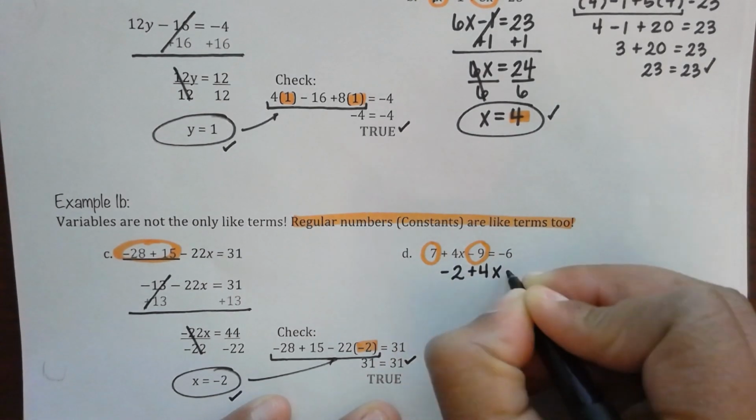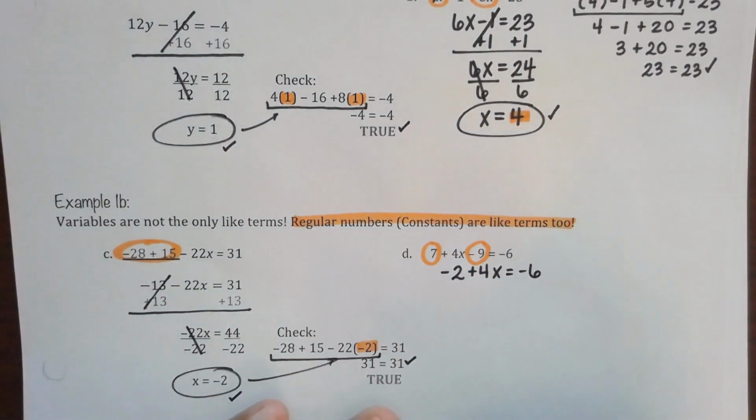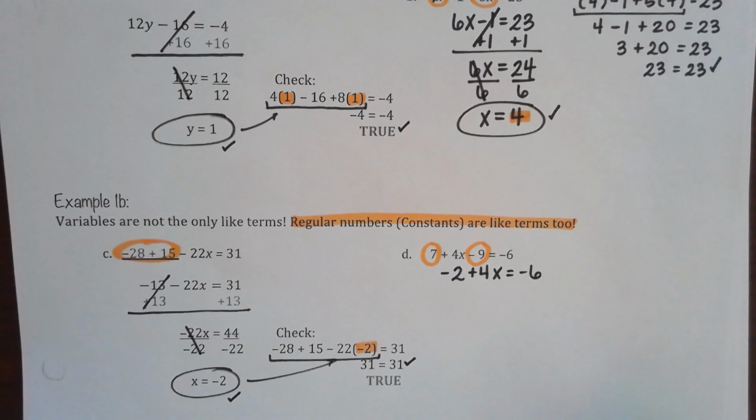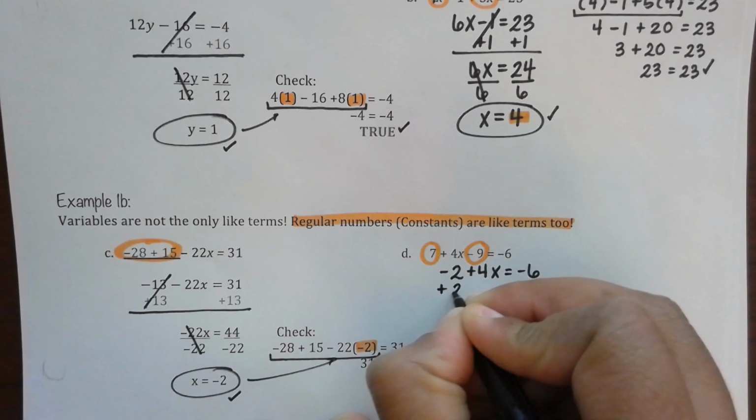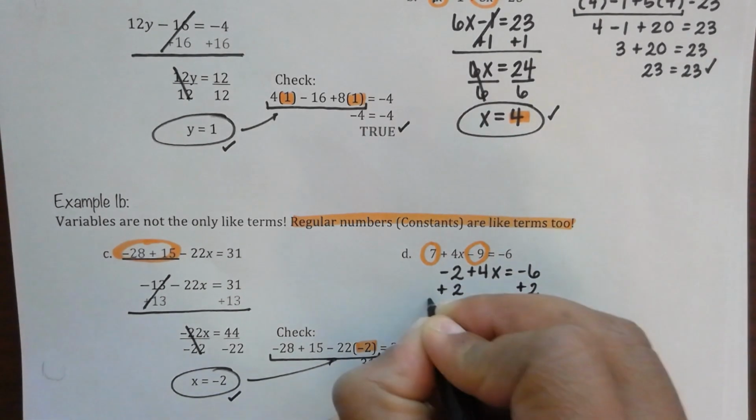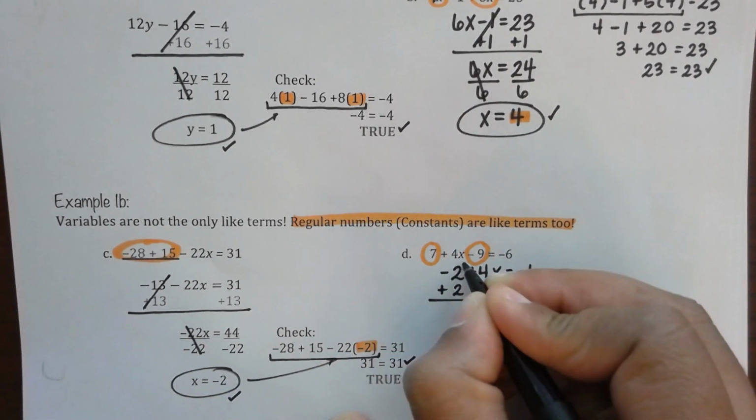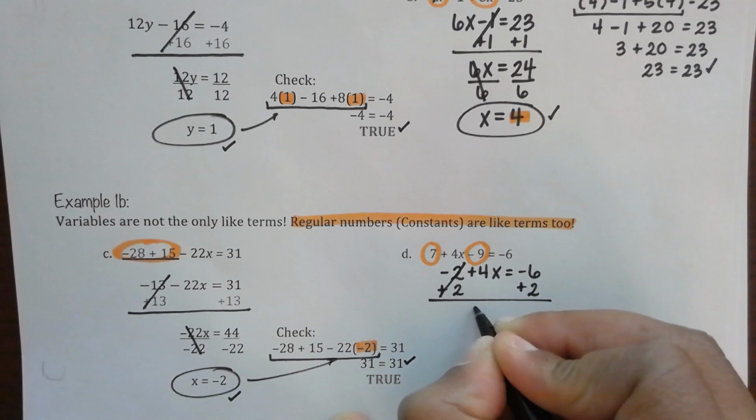What'd y'all get? Everybody get negative 2? What comes down behind it? Perfect. Now, do I have a two-step equation again? Yeah, so what's the first step I need to do? Because that's my constant, I do plus 2 on. Perfect. What happens to those 2s? So what's brought down? 4x.